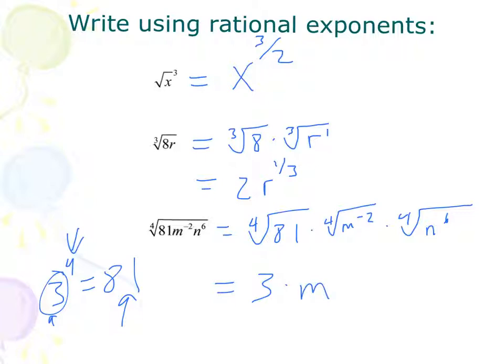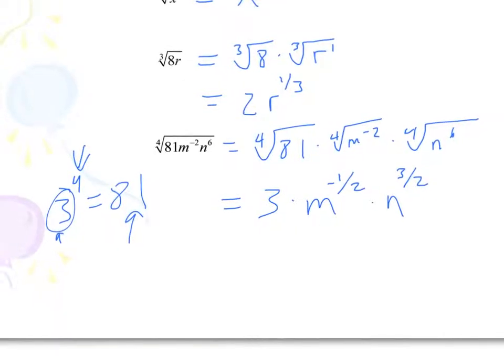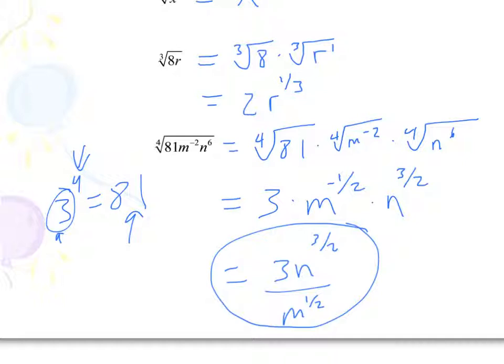This could now be written as m. I'm going to simplify two things in one step. Instead of making it negative 2 over 4, I'm just going to make it negative 1 over 2. This will be n to the 3 over 2, because it would be written as 6 over 4. Now, in terms of a final answer, I'm okay with these fractions. I don't like the negative, so I am going to throw that down in the denominator and make it positive. And that would be as far as I could go to get a simplified answer for that problem.